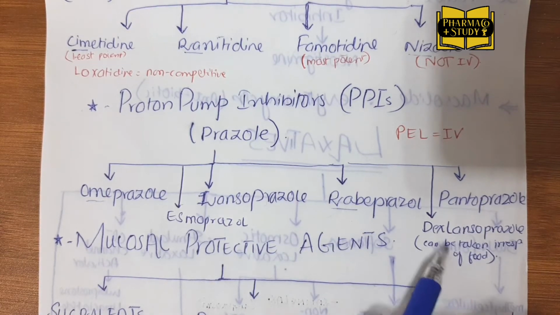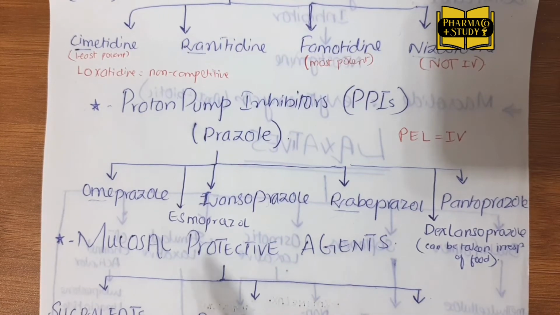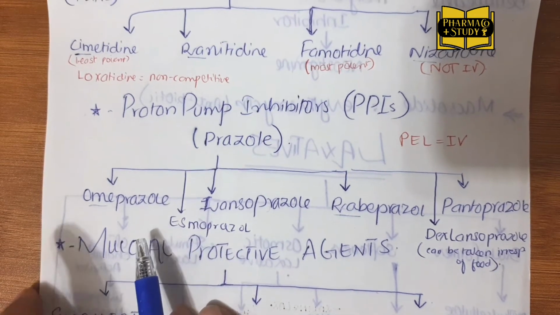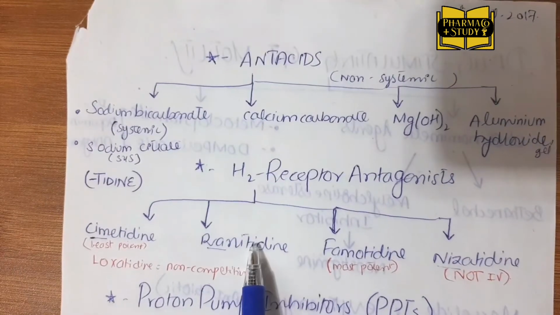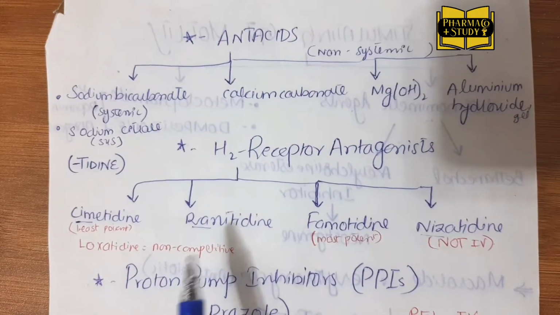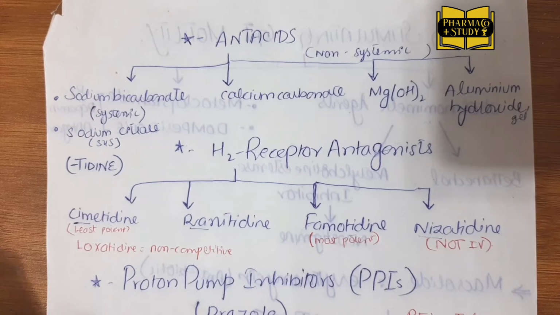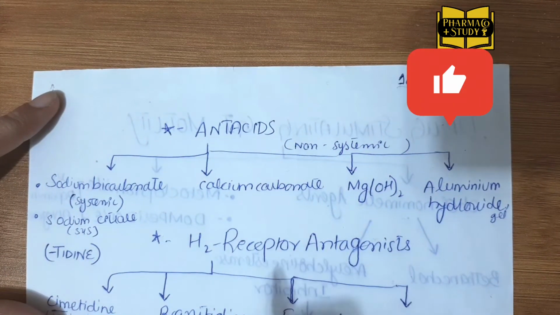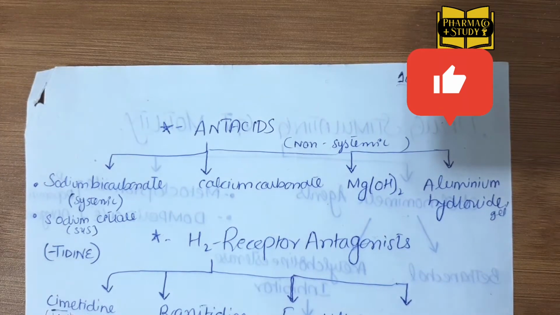Dexlansoprazole is very important. Although it is an expensive drug, it is still very useful. It can be taken irrespective of food, while these drugs should be taken 30 to 1 hour before a meal. H2 receptor antagonists are also taken 30 to 1 hour before a meal or at bedtime, while the antacid should be taken after a meal because their action is neutralization.